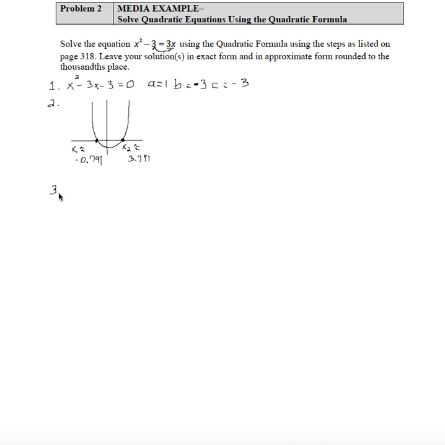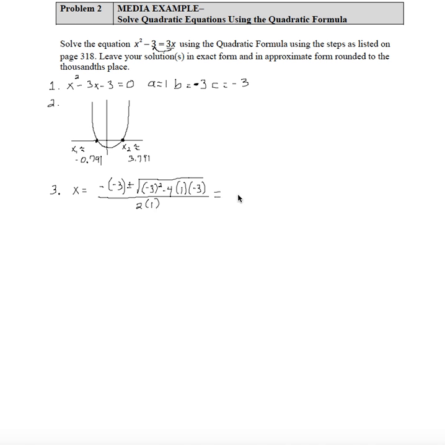Step 3, let's go ahead and use the quadratic formula. So x equals -b, notice the use of parentheses, plus or minus the square root of b in parentheses squared minus 4. a is 1, c is -3. All of that, the entire thing, is over 2 times a.